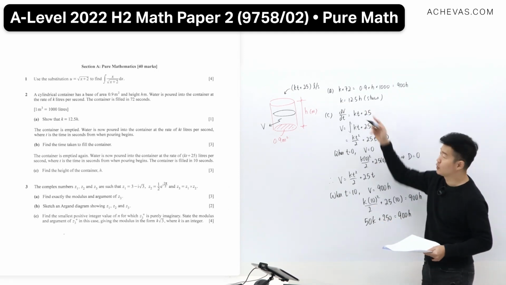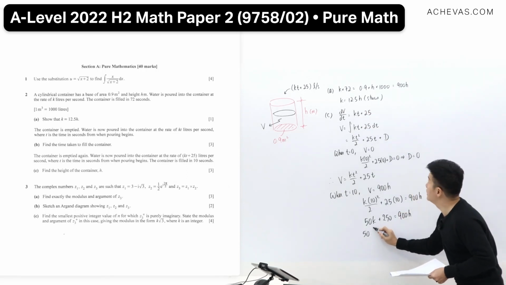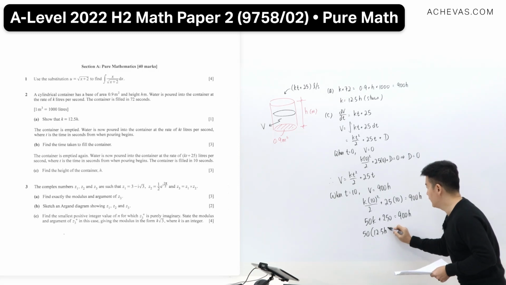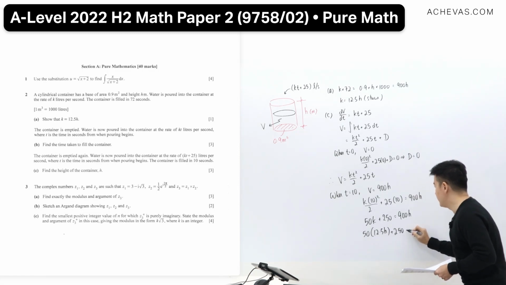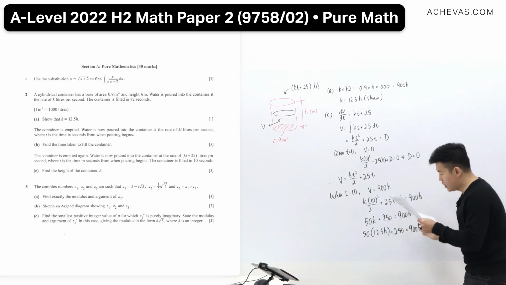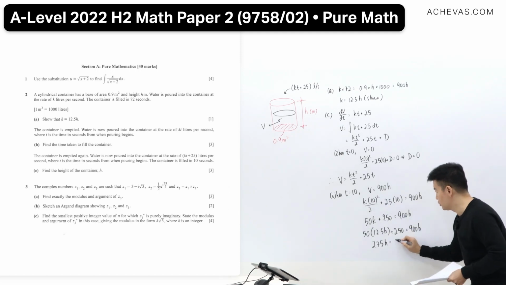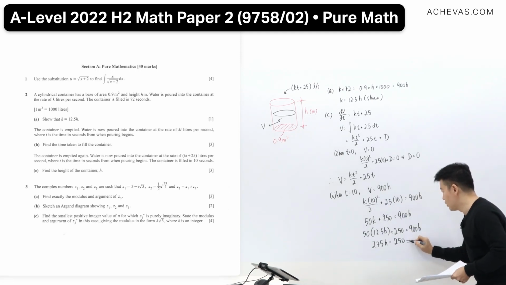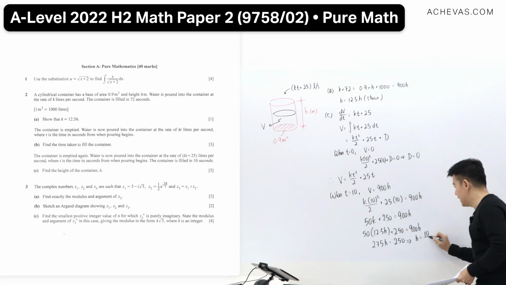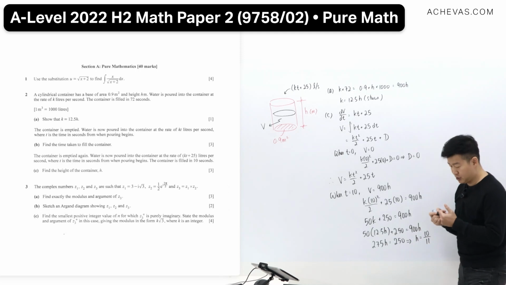And this k here, we are going to replace it by 12.5 H. So it is going to be 50 times 12.5 H plus 250, which is equal to 900 H. So we have an equation in terms of H. We can solve for H, bring all the H over to one side. That will be giving us 275 H is equal to 250. And H here is going to be 10 over 11. Okay, this is for question number 2.